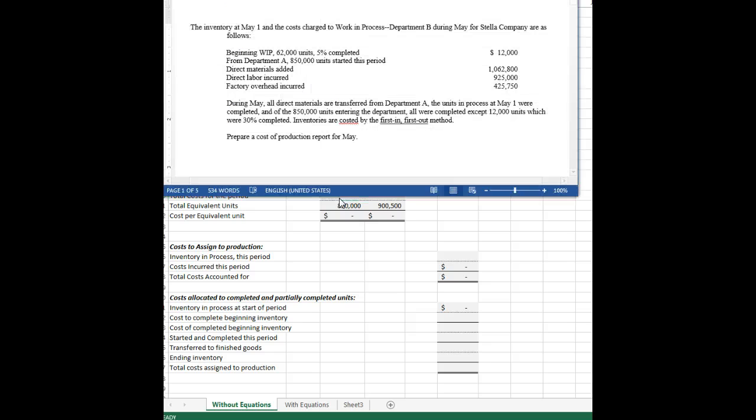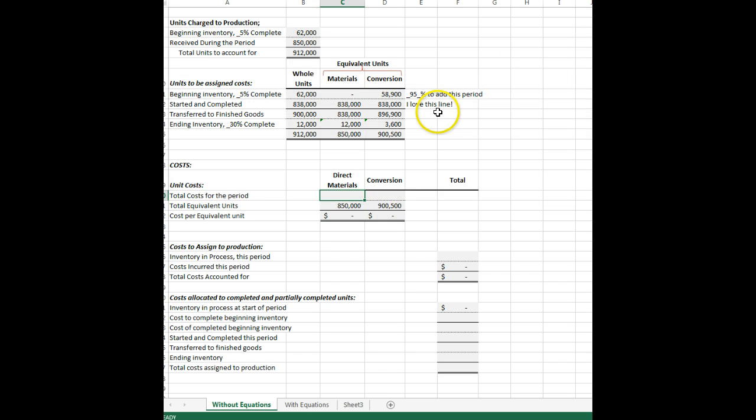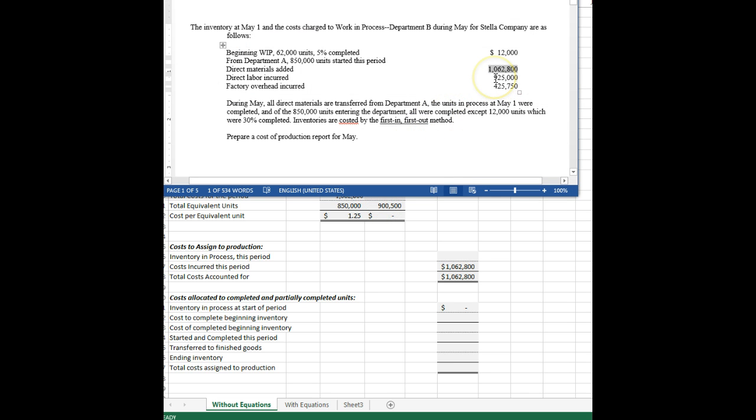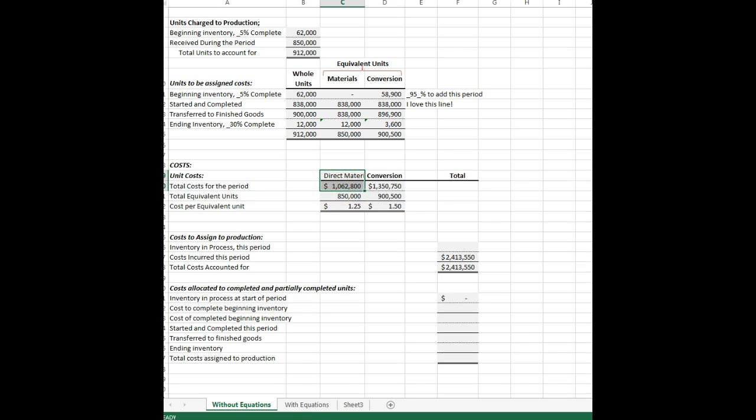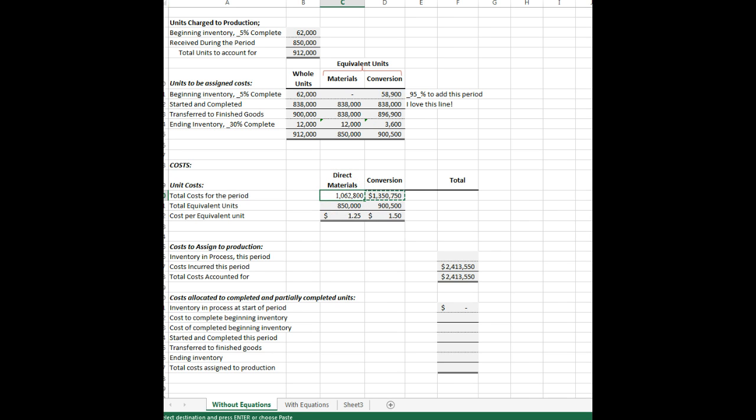Let's find the cost for direct materials. 1,062,800. For conversion costs, we have direct labor and factory overhead, so 925,000 plus 425,750. And let me just go ahead and format that. There we go.